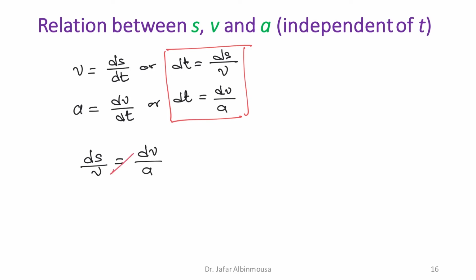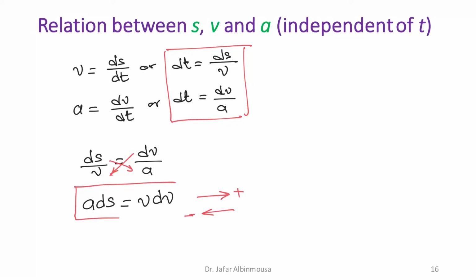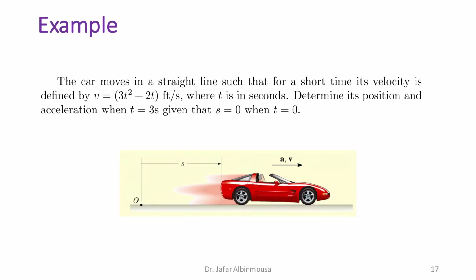And now if we do a cross multiplication, then we are going to get a ds, which is equal to v dv. Now if we express this equation in a vector notation, we would have to specify the direction. For example, the right hand side positive and the left hand side is negative. This relation is very important and useful, as we are going to see later in the course. Now let's have this quick example.